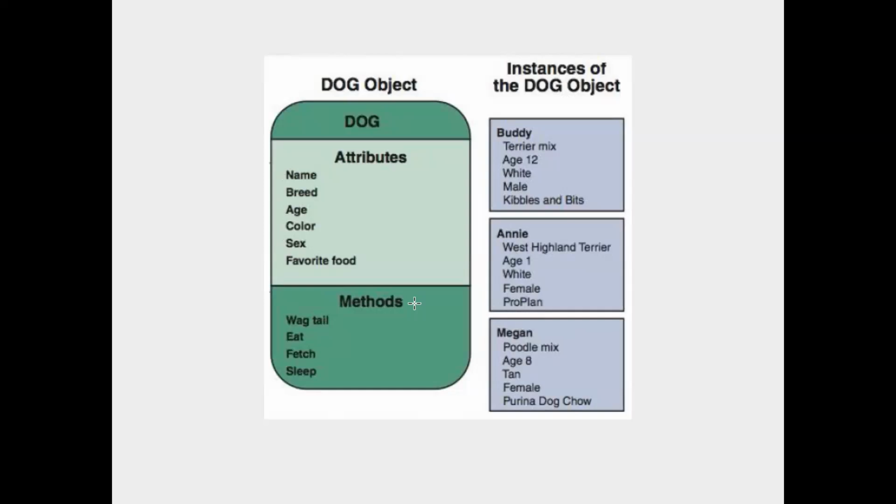Similarly, another example. This time we have a dog object, and then we have a set of attributes and a set of methods. When you talk about the instances, it considers only the first part. You have name, breed, age, color, gender, and then you can have some favorite food as well.